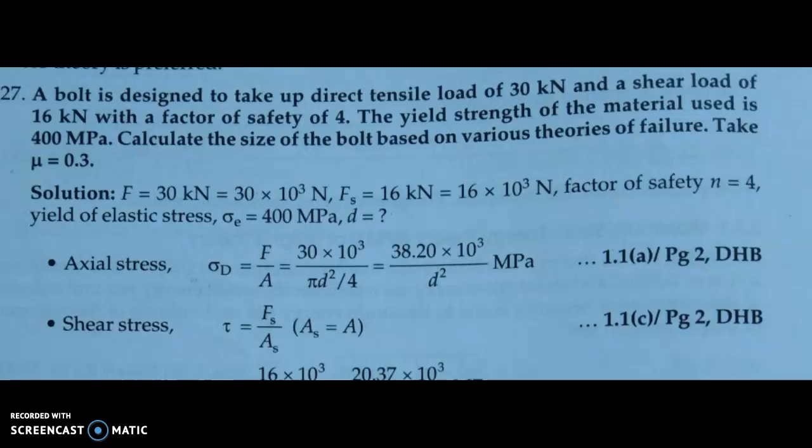Hi students, using theories of failure we can solve a problem. So please write this question in your notebook and I can explain how to solve this problem.